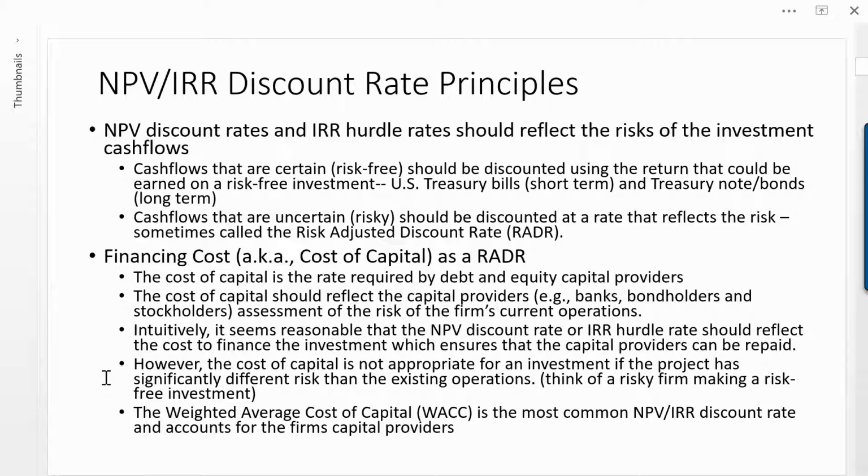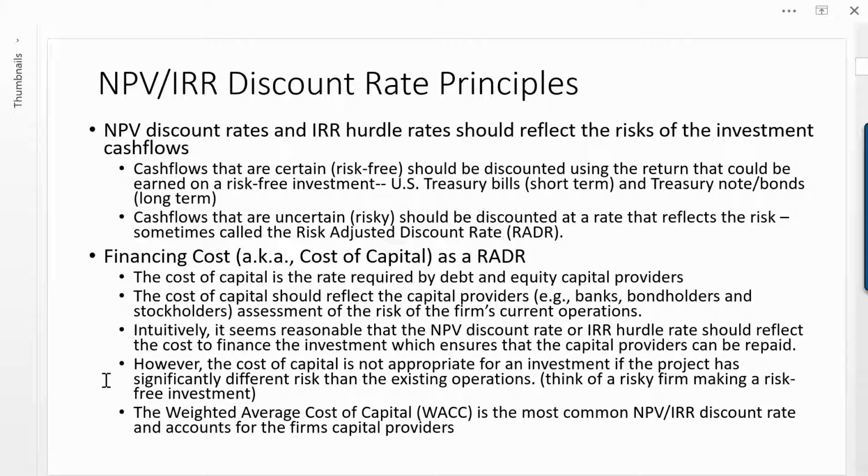Intuitively, if you're going to compute the NPV of a project for a firm, or an IRR, you would think that one candidate for the discount rate or IRR hurdle rate would be that cost of capital. That way you ensure that the project will provide enough capital to pay off the financing. So that's the intuitive way of thinking about why cost of capital may be an appropriate discount rate for NPV and IRR projects. However, big caveat right here.